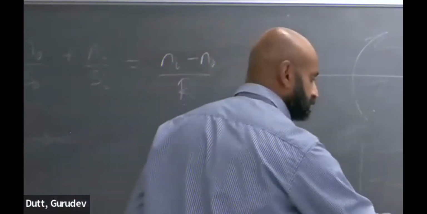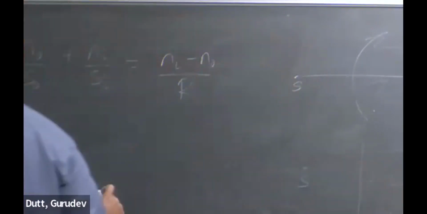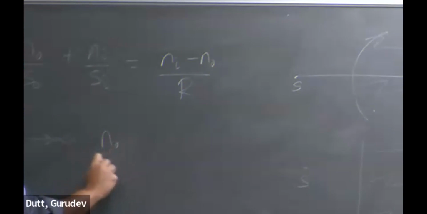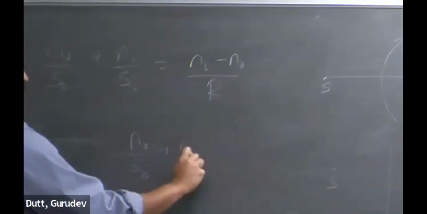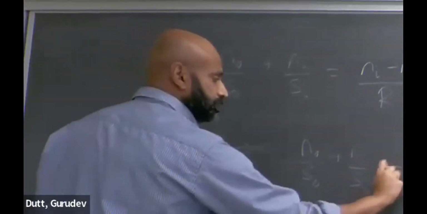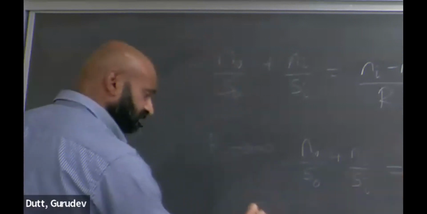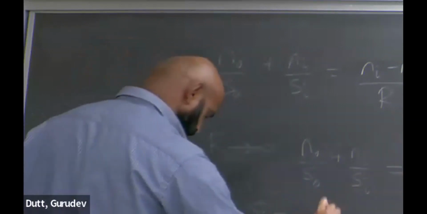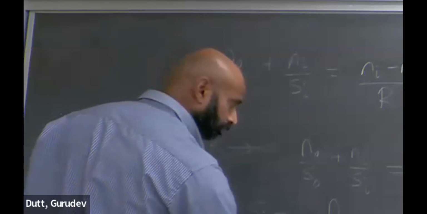So if you have a perfectly flat surface with some medium in there, and you have the object and the image, well, according to this formula, we can solve for that. NO over SO plus NI over SI equals 0. And that gives us SI equals minus NI divided by NO times SO. Okay.